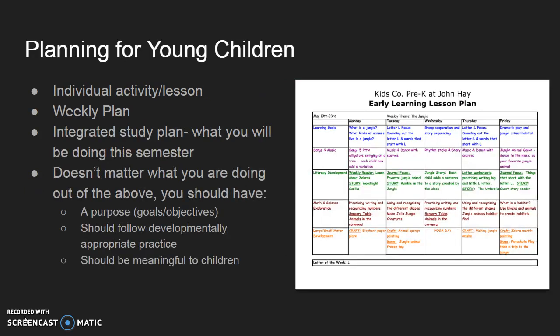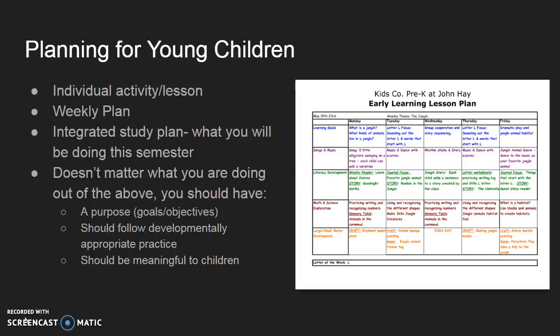So some ways that we plan in early childhood include individual activities and lessons, weekly plans, an integrated study plan, which is what you are going to be doing this semester, and that will be your final project. And it doesn't really matter what you are doing out of the above list. However, in most programs, you're doing a mixture of all three of them. You generally will have a weekly plan, and within that weekly plan, you're going to have individual activity plans and lesson plans, and then you're going to have an overarching theme in general or topic of study that you're using, which is the integrated study plan.